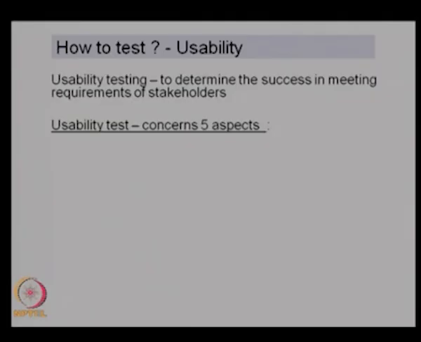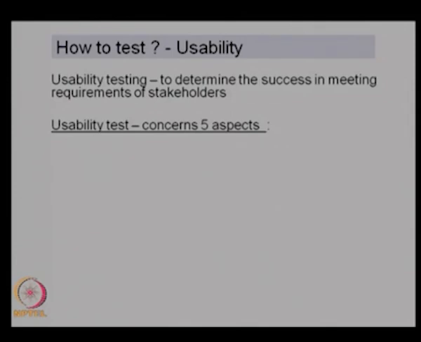The next one is how to test. There are various ways of testing and various things to be tested, and there are different options for the stakeholders after the test. But how to do the testing is again an important aspect, because there are various aspects to be tested, and how we carry out these tests is important. So, here we look at one aspect, the usability of the system, and see how to do the testing for usability. Usability testing is to determine the success in meeting the requirements of stakeholders. Basically, we test how much the stakeholder requirements, and the usability of the system by the stakeholders, are satisfied by the system.